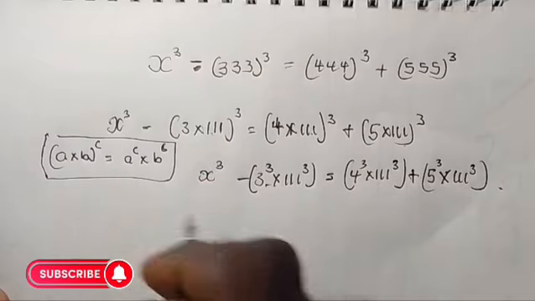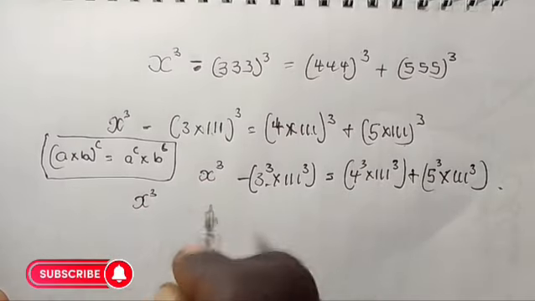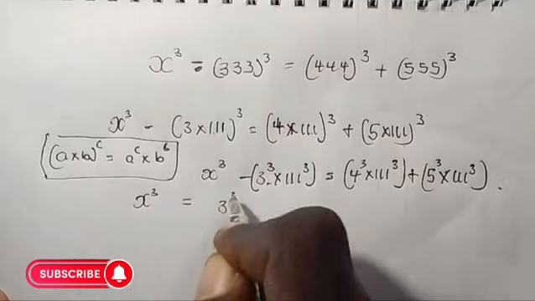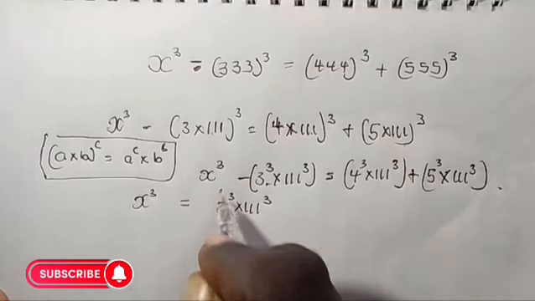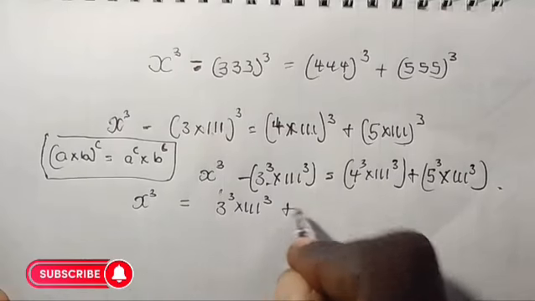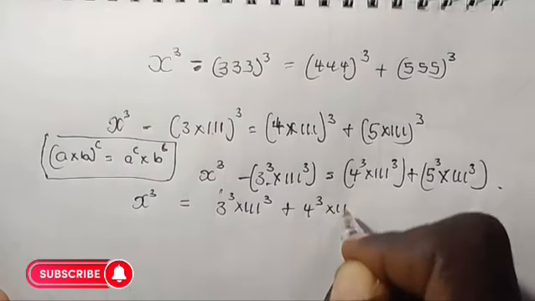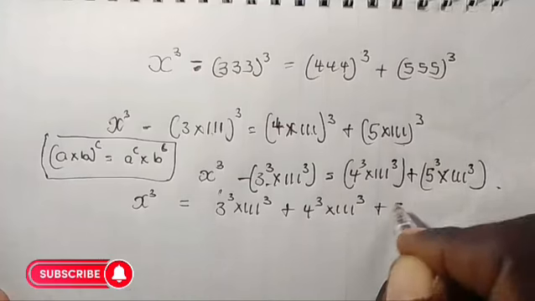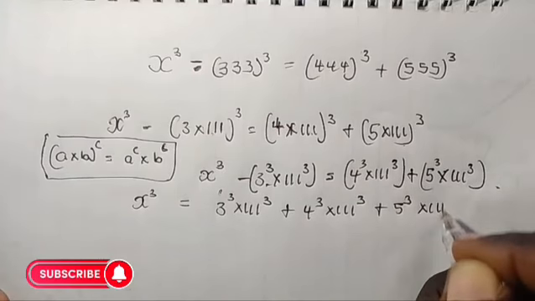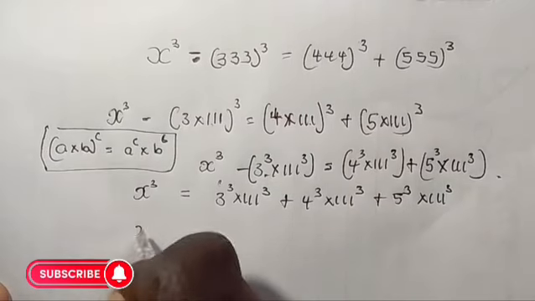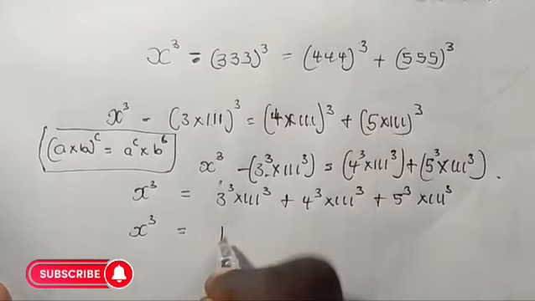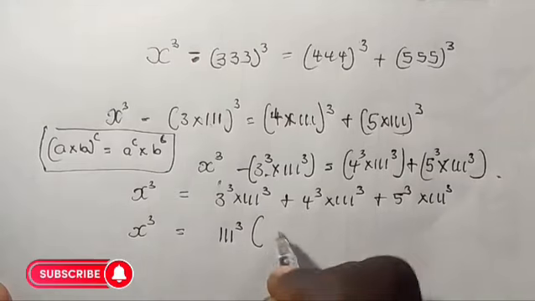Now bringing this to the right hand side, we have s raised to the power of 3 to be equal to 3 raised to the power of 3 multiplied by 111 raised to the power of 3, right? Here we have plus 4 raised to the power of 3 multiplied by 111 raised to the power of 3, plus 5 raised to the power of 3 multiplied by 111 raised to the power of 3. Now 111 raised to the power of 3 is common. Let's factor it out. So we have 111 raised to the power of 3 into bracket.